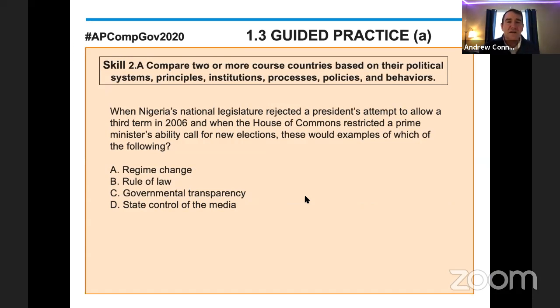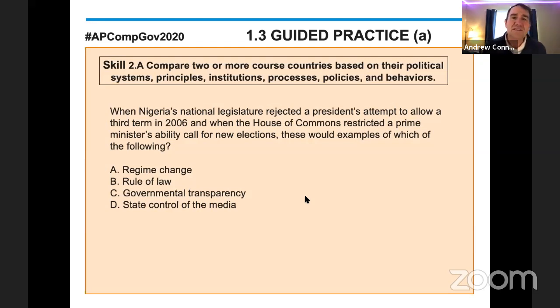Let's get into some practice questions on topic 1.3, the difference between democracy and authoritarianism. I've written 3 multiple choice questions about today's topic, and I'll show you those answers. And then I really definitely want to spend some time on the FRQ.